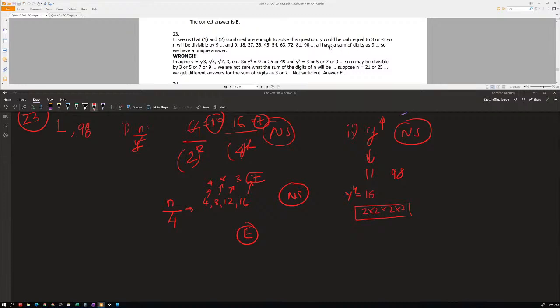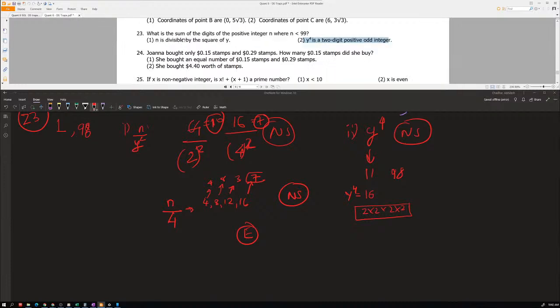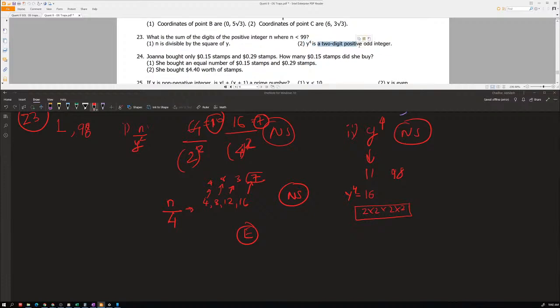So yeah, if we take only integers, it could be only this. But it is wrong. Imagine y is equal to root 3, root 5, root 7. So y power 4 is equal to 9, or 25 or 49. Y squared could be 3 or 5 or 7. Why are they taking odd numbers? Is it given in here? It's odd. Divisible by square, positive, two digit, odd integer. Oh, yes, I missed this.